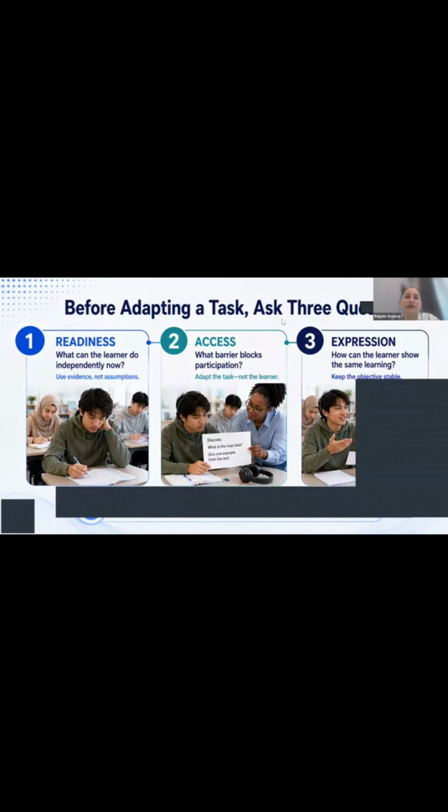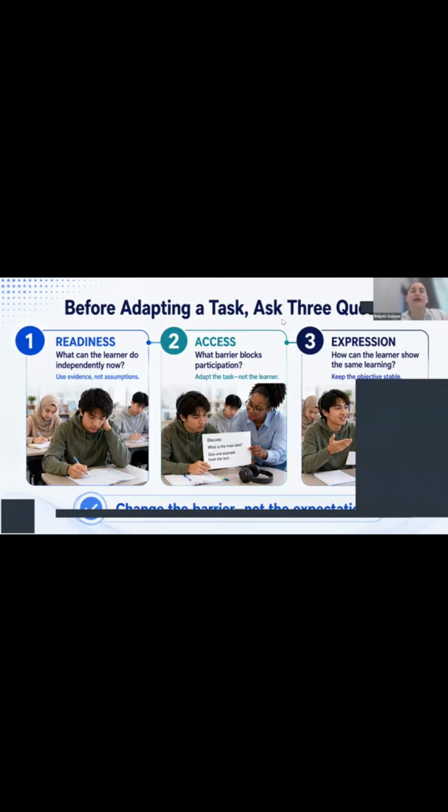Before adapting a classroom activity, I usually ask myself 3 questions. The first question is about readiness. What can the learner do independently now, and where is support needed? For this, of course, we need to know our class very well. We need to use evidence from classroom observation, learner performance, and assessment. We should not make assumptions based only on labels.